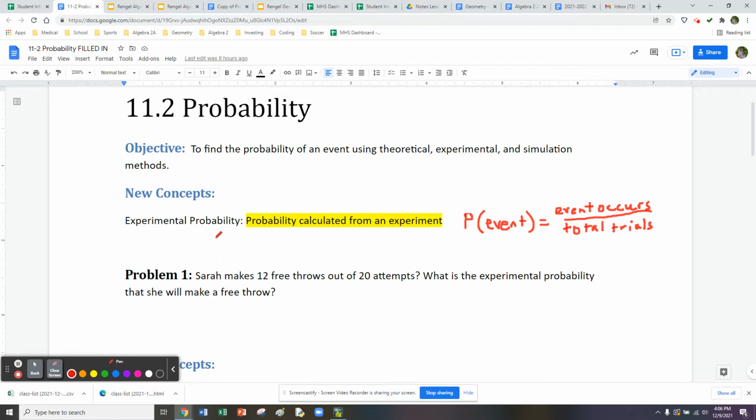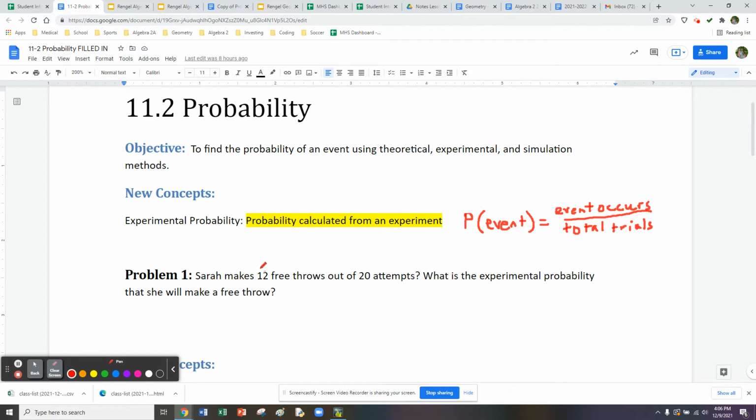So first we have experimental probability. Experimental probability is probability that is calculated from an experiment. So your probabilities are going to be represented with a capital P, and then inside parentheses, you're going to have some event that you are testing to see its probability of occurring. Then your experimental probability will be the number of times the event occurs over the total trials, the total number of times that you do the experiment.